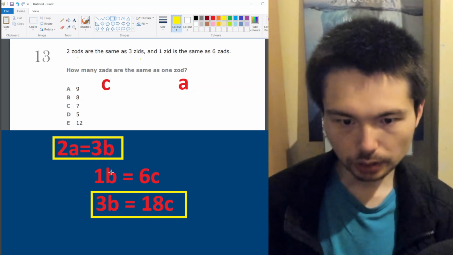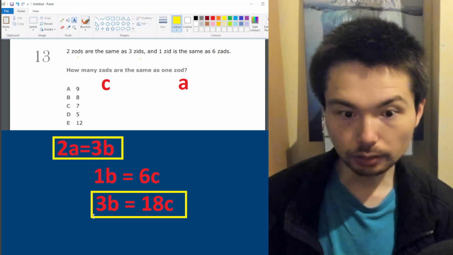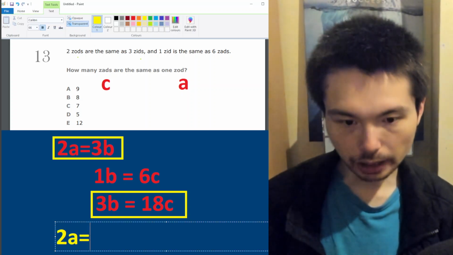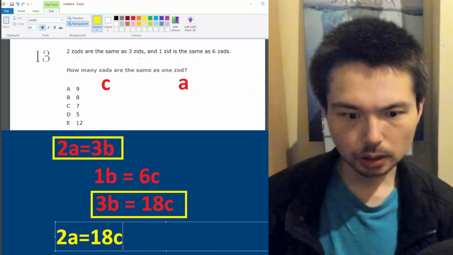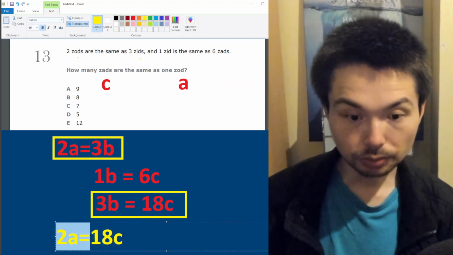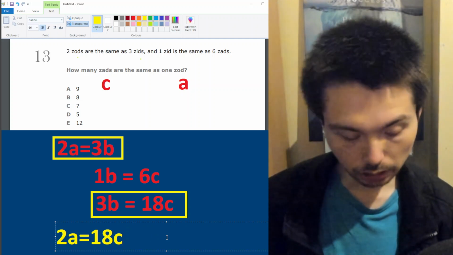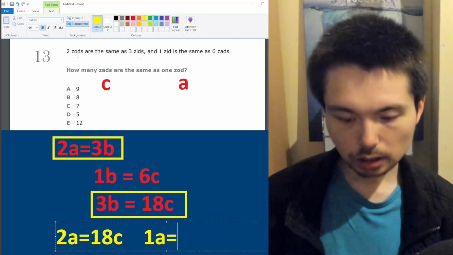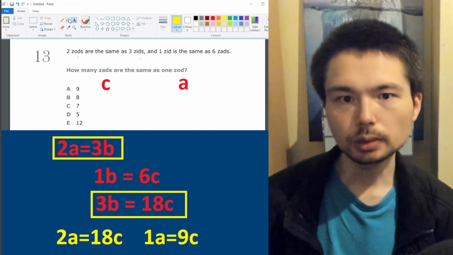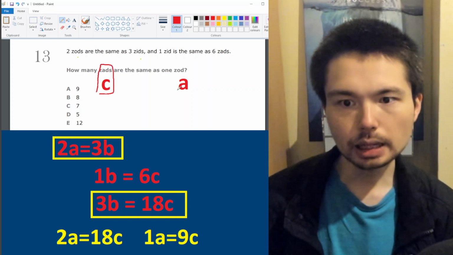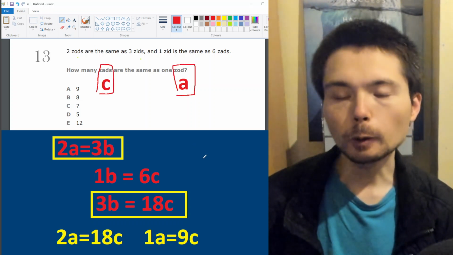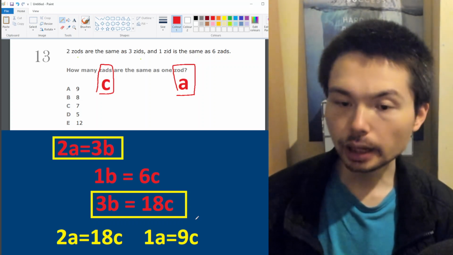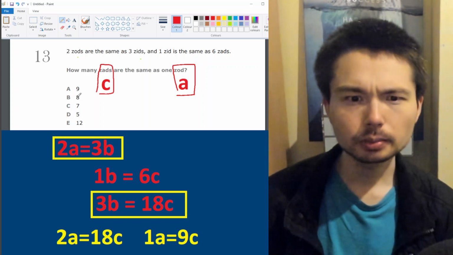Well, can you see they're both equal to 3b? So that means on the left, 2a is equal to 18c. Okay, well, so what? Every time you see this kind of question, you should divide both by 2. So 1a is equal to 9c. And look, the question is how many c's are in A? So there we go. 1a is equal to 9c. Done. A is the answer.